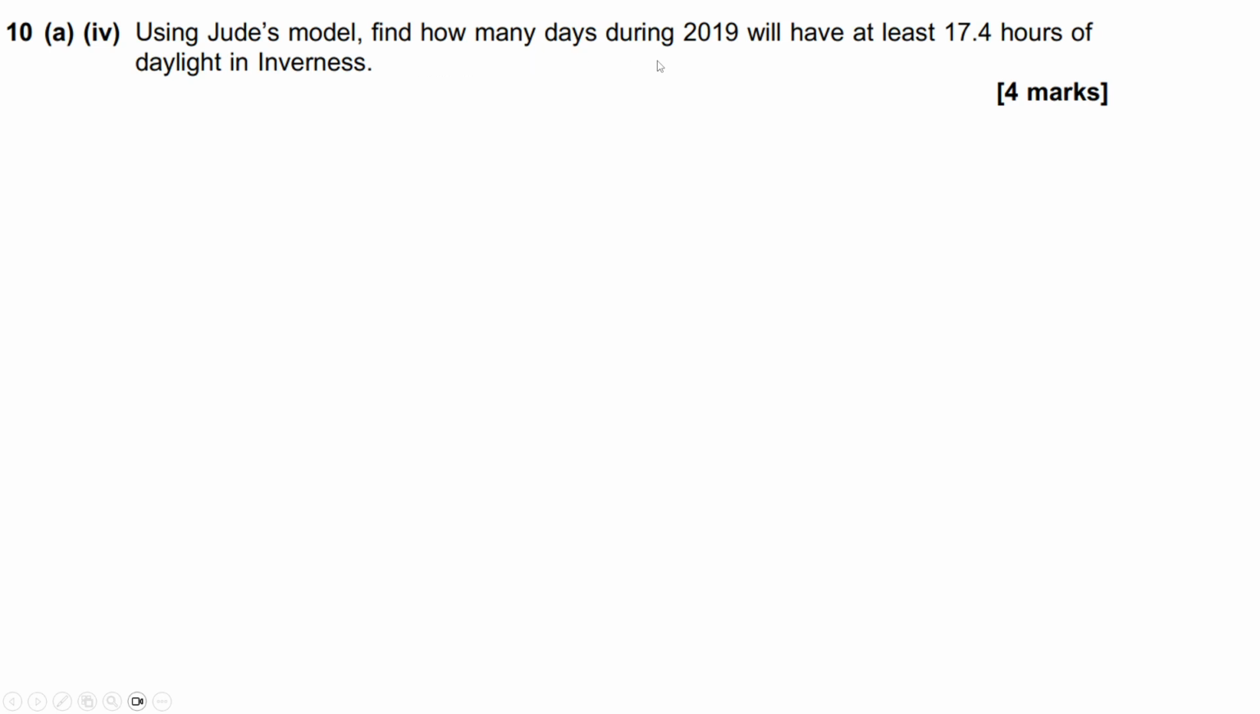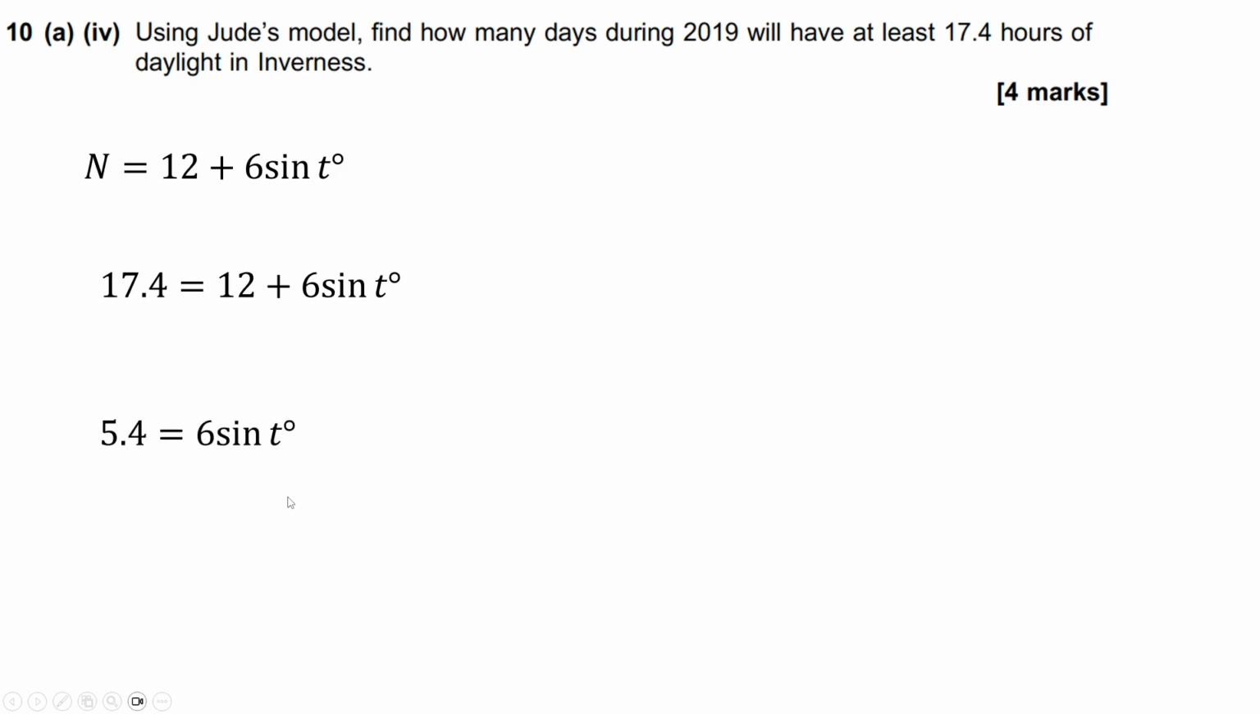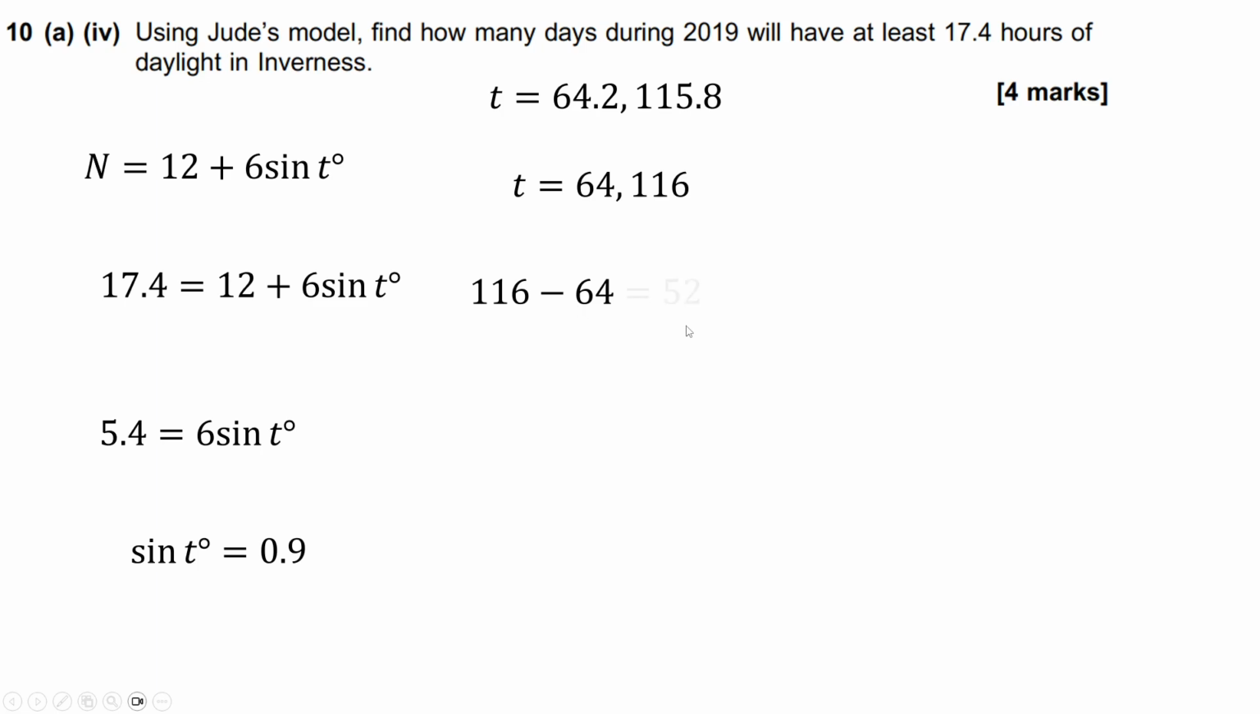Using Jude's model, find how many days during 2019 will have at least 17.4 hours of daylight in Inverness. So we've got this with our values for A and B plugged in, and then when there's 17.4 hours, so H equals 17.4, rearrange, just get sine t on one side, you'll get sine t equals 0.9, and then inverse sine to get 64.2, then 115.8 is your two solutions. These are days, so I just rounded them to get 64 and 116. And then the difference between them is how many days would have 17.4 or more, and that's 52.